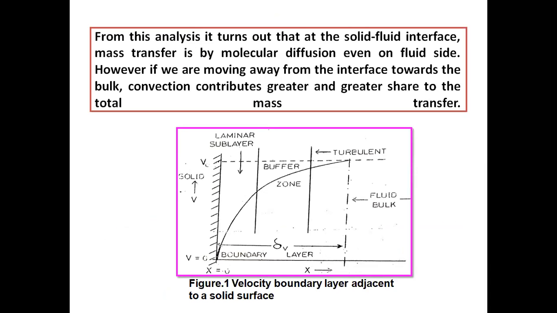From this analysis, it turns out that at the solid-fluid interface, mass transfer is by molecular diffusion. Again, whether it is oxidation of coke, oxidation of metal, or reduction of iron ore, one phase is solid and the other is fluid. At the interface, mass transfer is by molecular diffusion, even on the fluid side. However, as we move away from the interface towards the bulk, convection contributes a greater and greater share to the total mass transfer.